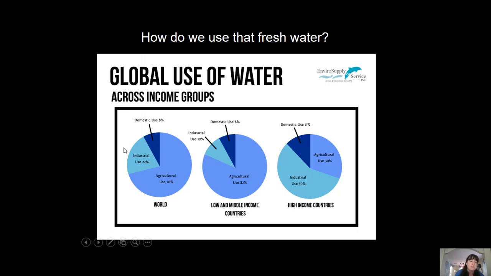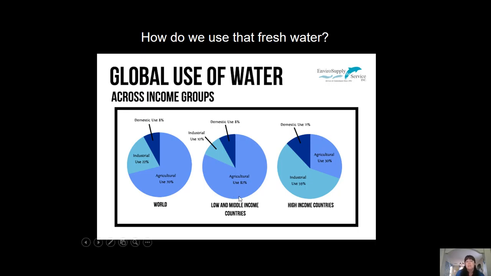And then we have an industrial and manufacturing use for water. And then domestic use. Domestic use is where you're probably thinking that you use the most water, because you are drinking it, bathing, washing clothes, washing your car. Those are domestic uses of fresh water.